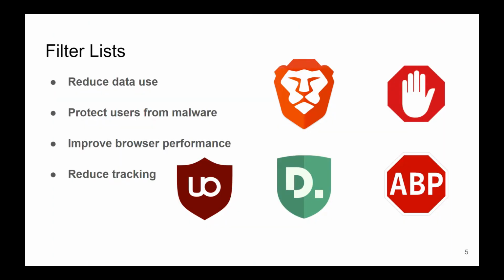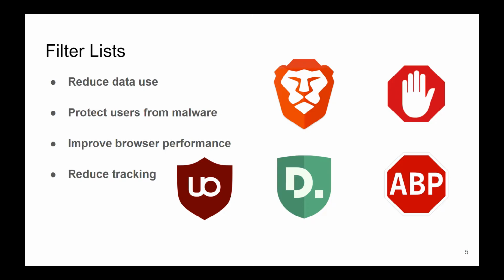So filter lists can help reduce data use, which can be important if you're on a metered connection or if you're on a mobile device which is not connected to the Wi-Fi but on a mobile network instead. It can help protect users from malware, where some ads have been known to serve malware as well. It can help improve the browser performance, and not just by, say, faster rendering because less resources are being loaded, but also a better user experience when browsing the web. And it can help reduce tracking, which of course is good from a privacy perspective.